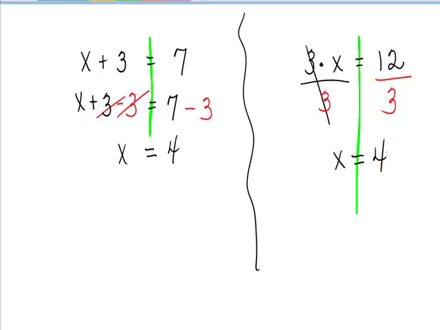is 4. Now I did 2 completely different problems here, and I happen to get 4 both times, but when you see plus the x, or the letter, you subtract. When you see times the letter, you divide. Okay, now you practice some on your own.